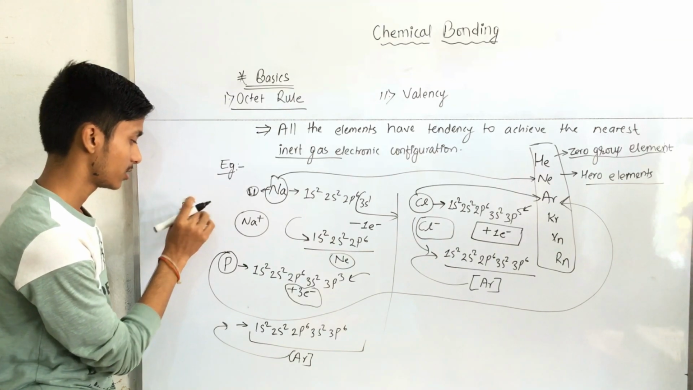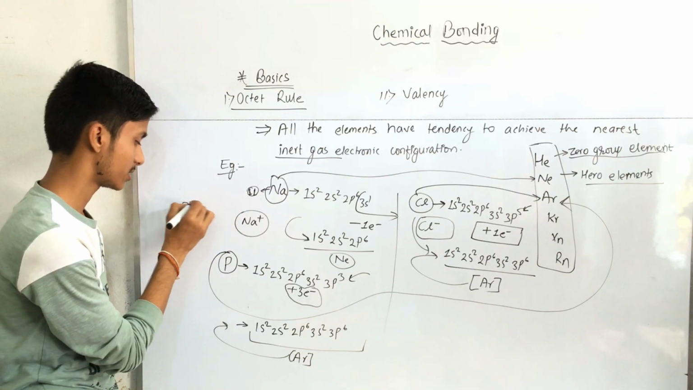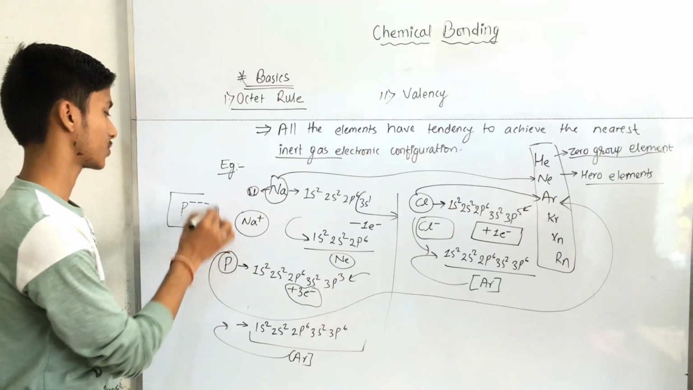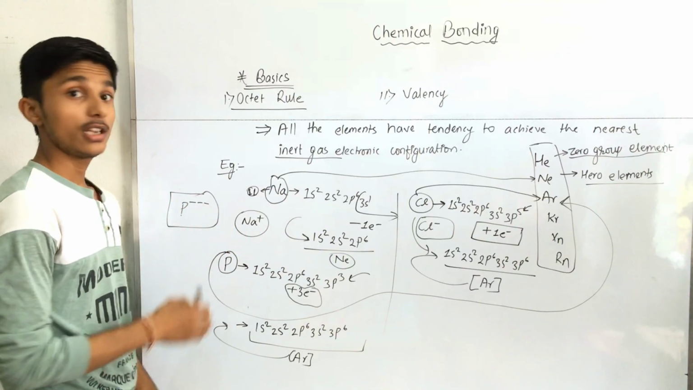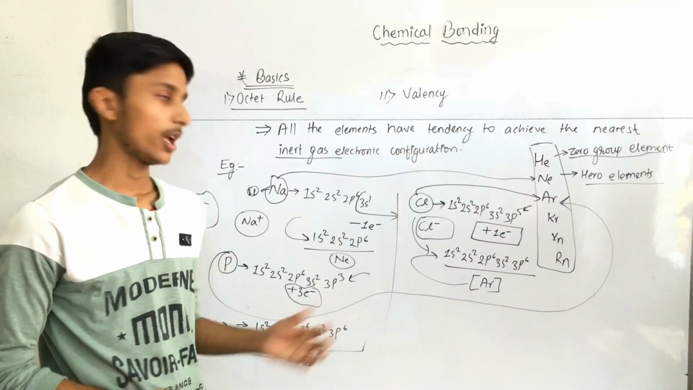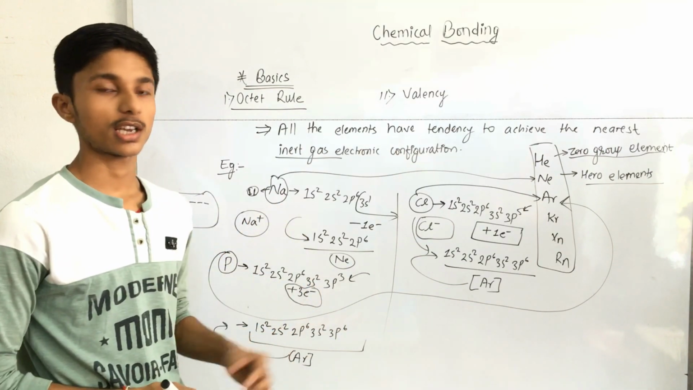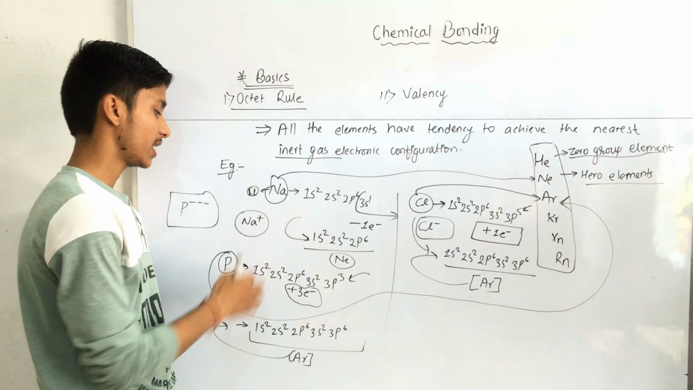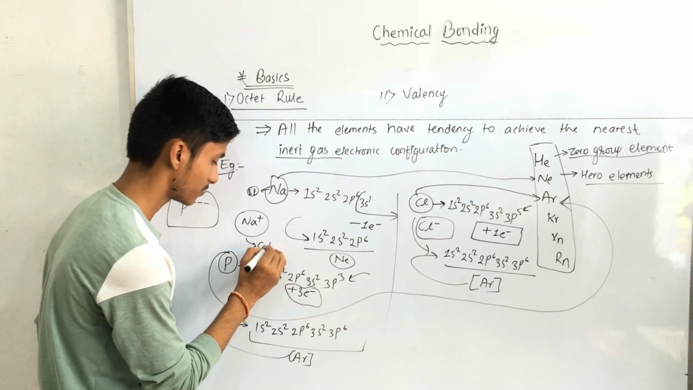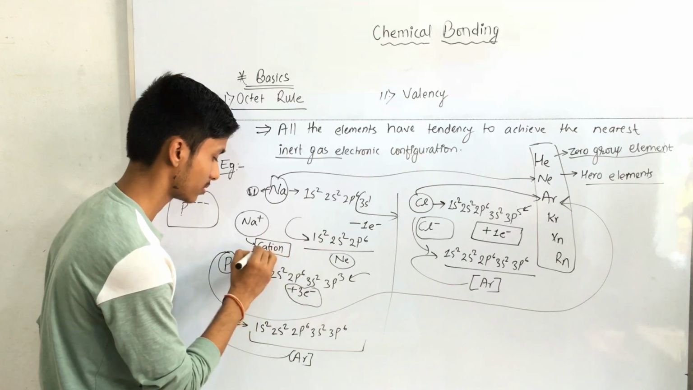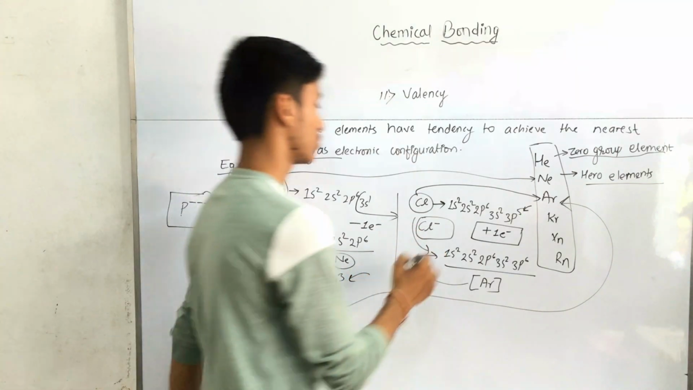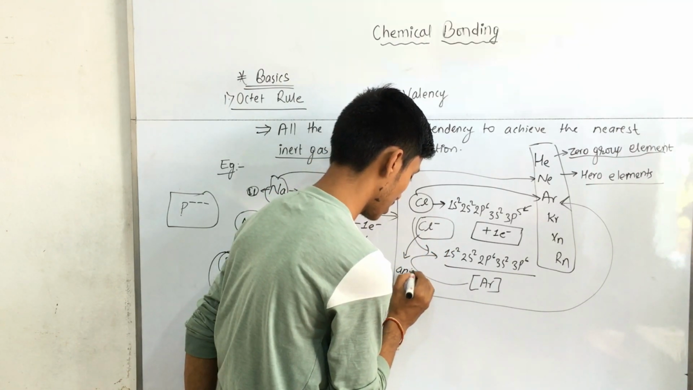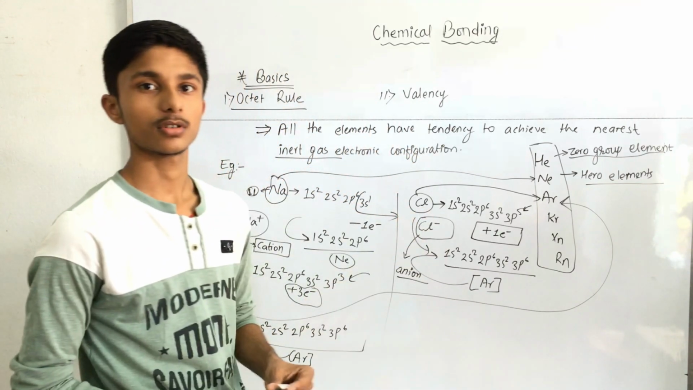Since phosphorus gains 3 electrons, requiring 3 electrons to be like argon, it takes a 3 negative sign. So this is the phosphorus ion, and electronegative elements are known as anions and electropositive elements are known as cations. It means the elements having a positive charge on top are known as cations. This is the cation of sodium, and this is chlorine, and this is the anion of the chlorine atom.